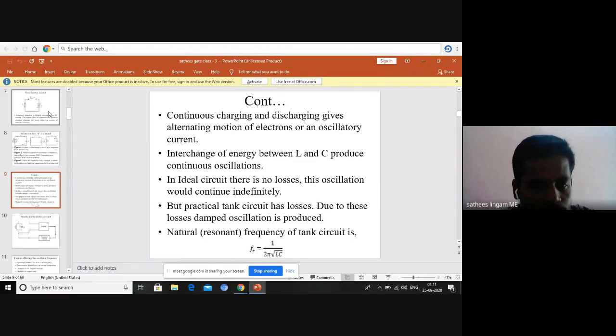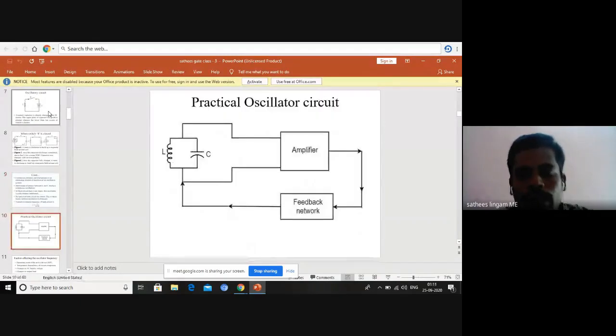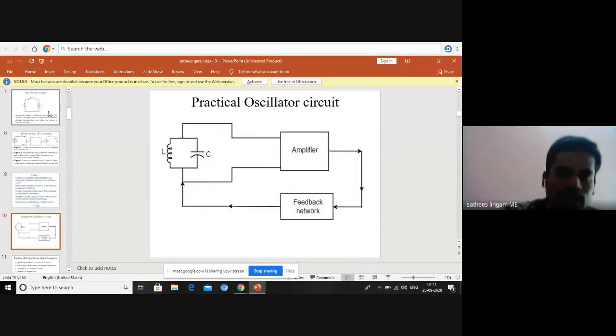Which one do we require? Undamped oscillation is very good for our oscillator circuitry, but it is not possible. The natural resonant frequency of the tank circuit will be Fr equals 1 by 2 pi root LC, which belongs to L and C, the inductor and capacitor. Here is the practical oscillator circuit.